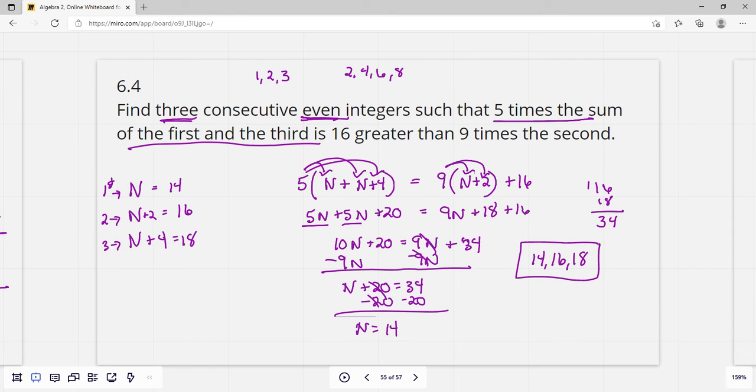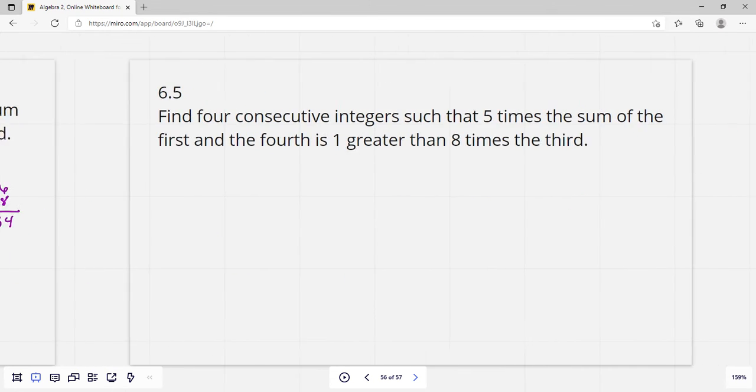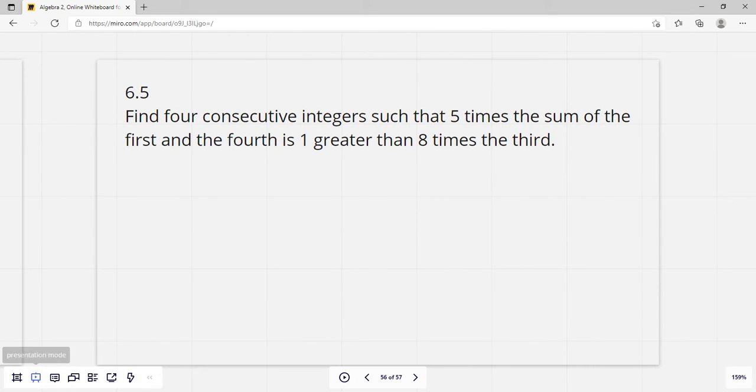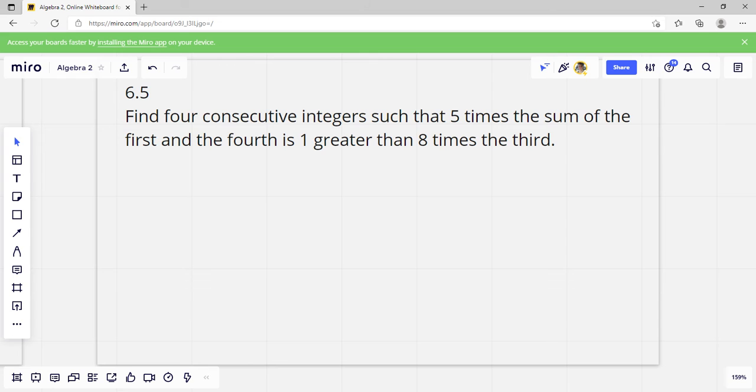To check it, you could go back and put those numbers in where your n's are. All right, let's do another one. Find 4 consecutive even integers, so I need 4 of them. Right, so I'm going to have my first, my second, my third, and my fourth.